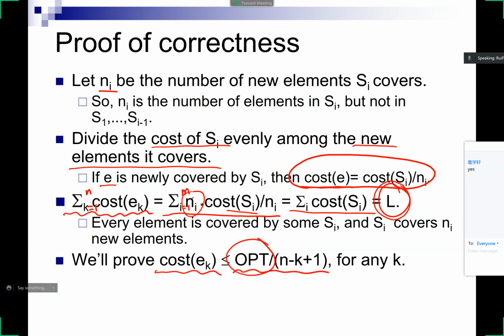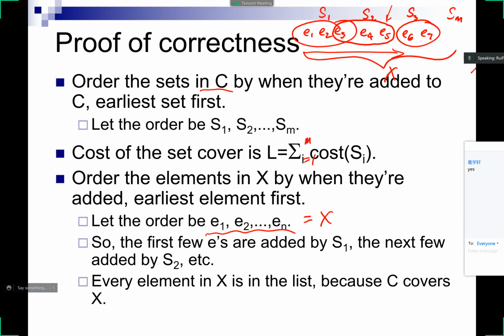The cost for the kth element is going to be at most opt divided by n minus k plus 1, for any k. So if you look at the first element, k equals 1, the bound says the cost of covering the first element is at most opt divided by n. That's a very small cost. For the second element, k equals 2, the cost is at most opt divided by n minus 1. That's a somewhat larger cost, so it's more expensive to cover E2 than to cover E1. Then for E3, the cost is at most opt divided by n minus 2. So it's even more expensive to cover E3 than E2.